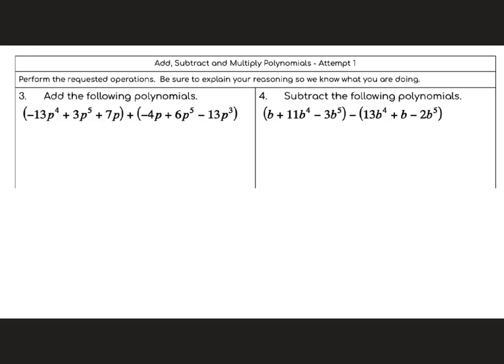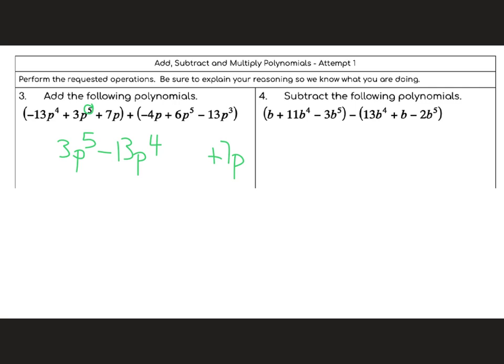Add the following polynomials. Okay, the first thing I'm going to do is put them in standard form. So that first one, standard form means I go highest exponent. So the highest exponent is the 5, so 3p to the 5th. And then I have -13p to the 4th. And I don't have a third or second, but I do have a first, plus 7p. So I left a little gap there in case I have a term in the next one.